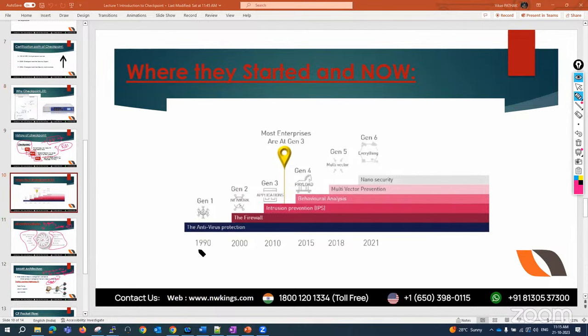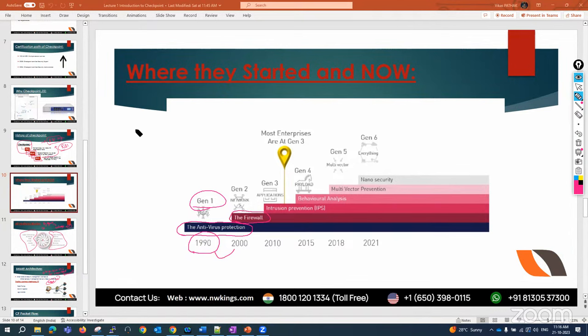They started their journey from 1990. Okay, 1990, they started their journey and they started with the antivirus protection. This was the generation one of Checkpoint. All right. Then after 10 years, they launched the firewall.